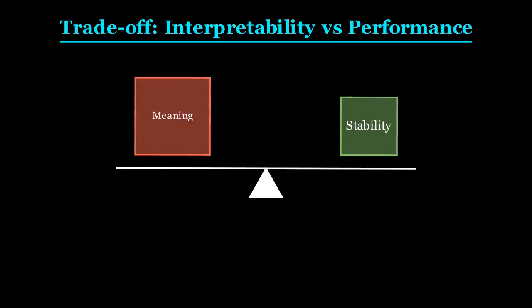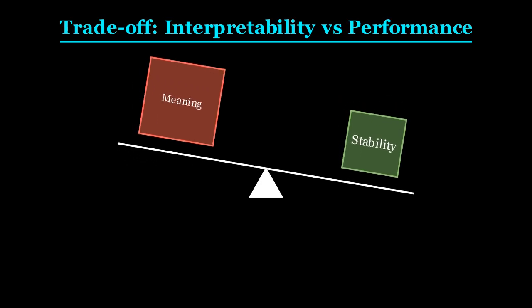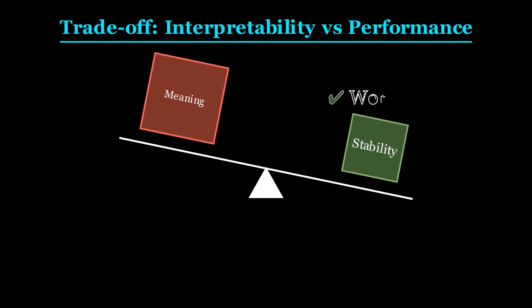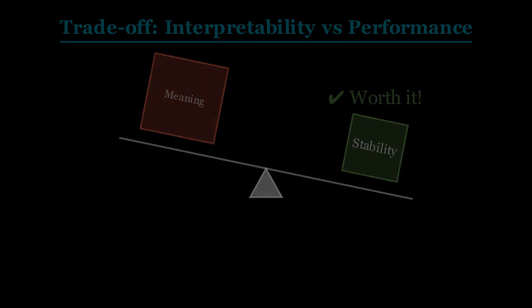Section 7. The trade-off, interpretability versus performance. While PCA solves multicollinearity and reduces noise, we lose the original meaning of our variables. PC1 is a linear combination of all original features, making it harder to explain to a business stakeholder than square footage. However, for machine learning performance and stability, this trade-off is often worth it.